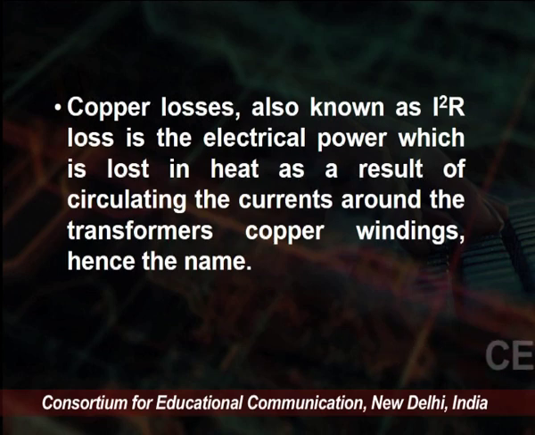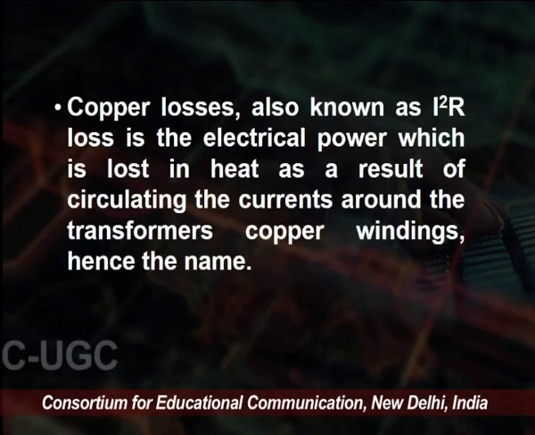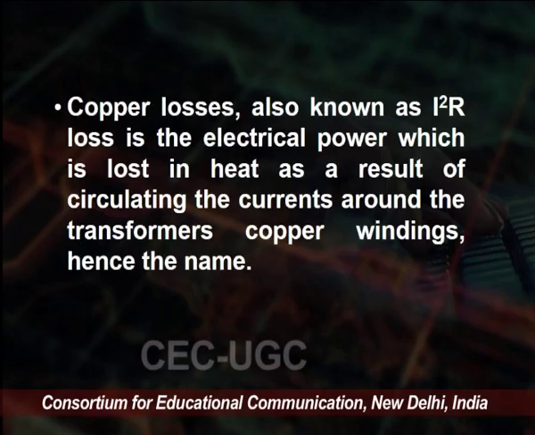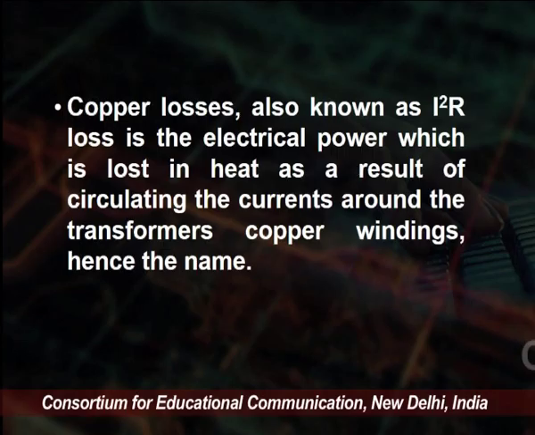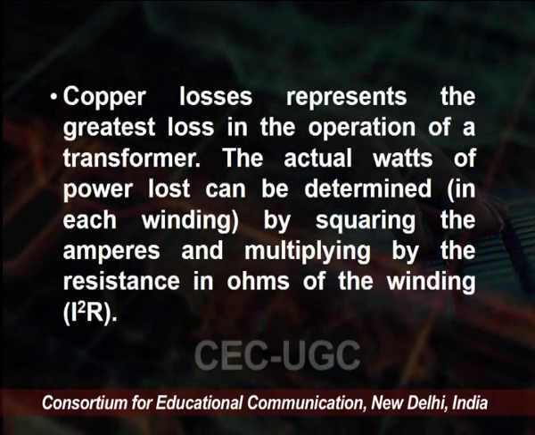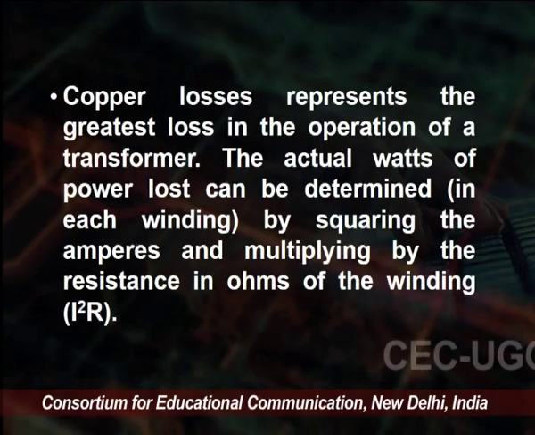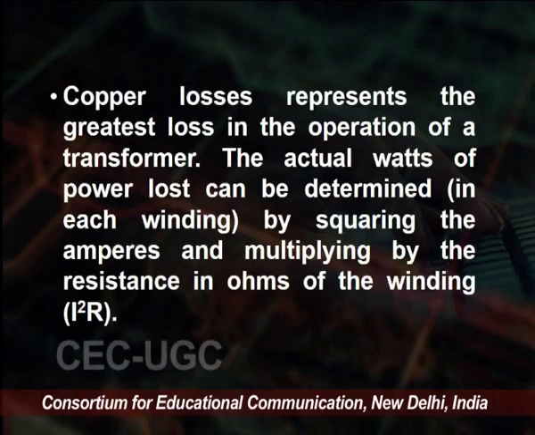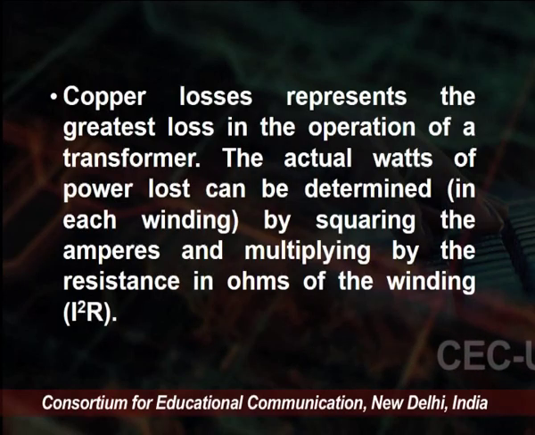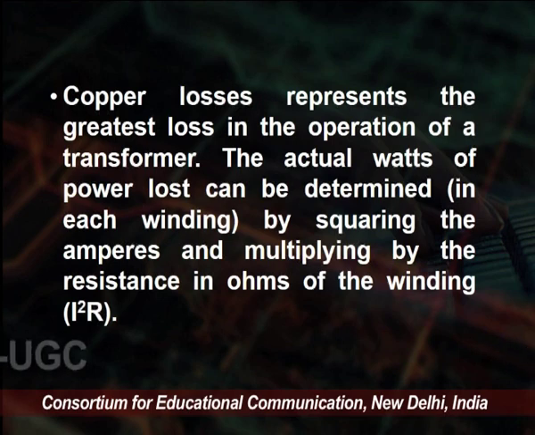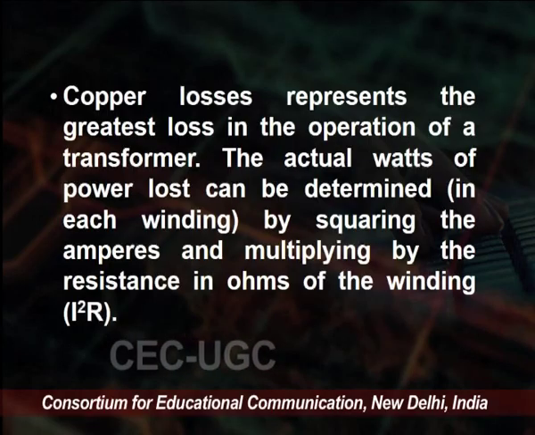Copper losses, known as I squared R loss, are the electrical power which is lost as heat as a result of currents circulating around the transformer copper windings. Copper losses represent the greatest loss in the operation of the transformer. The actual watts of power lost can be determined in each winding by squaring the amperes and multiplying by the resistance in ohms of the windings. That can be defined by I squared R.